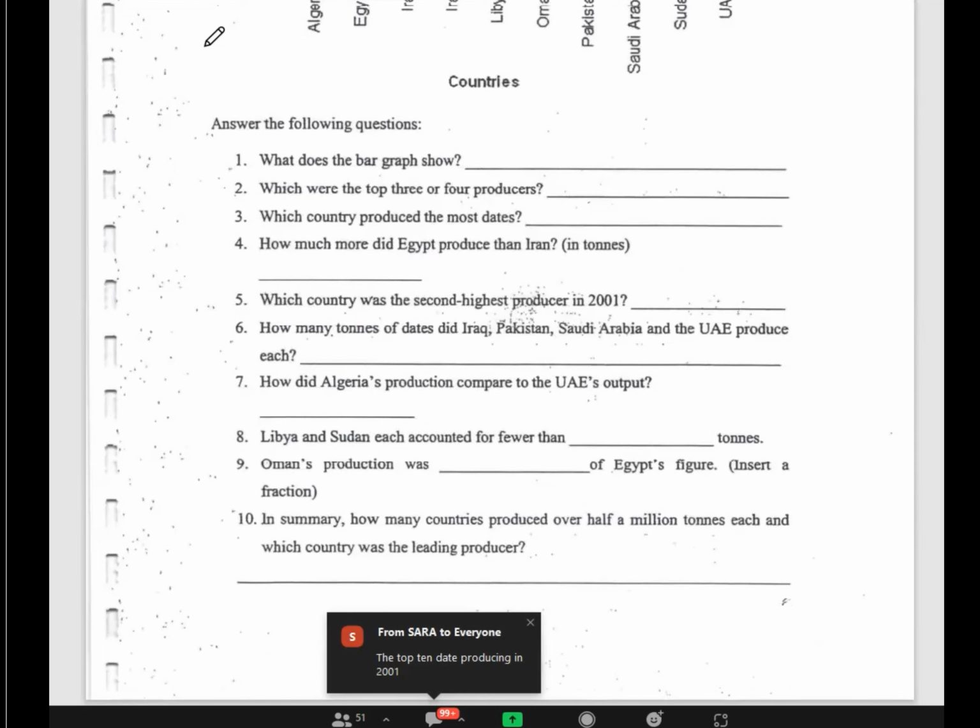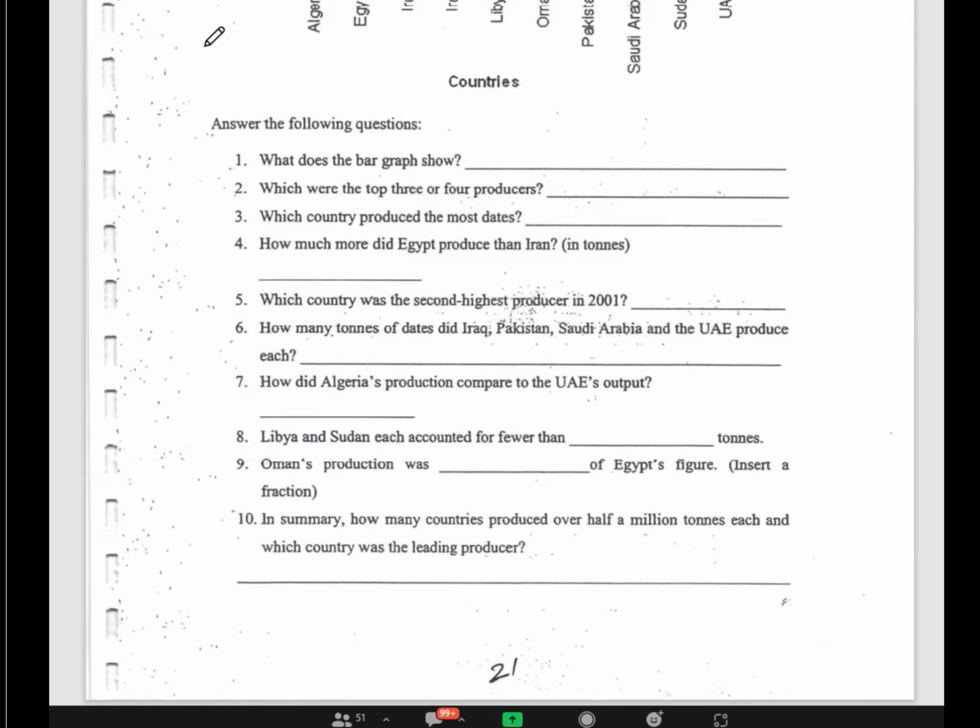Yes. The top 10 date producing countries. Add countries, Sarah, 2001. Top 10 date producers. Very good. Very good, Mohammed. Good, Nasser. In 2001. Okay, you just add the year.